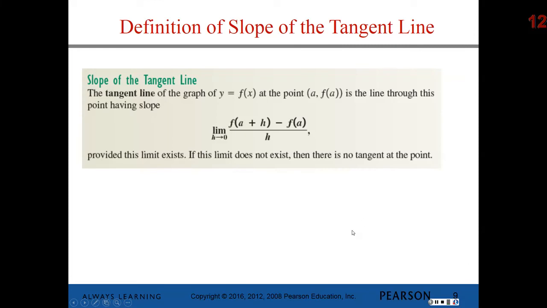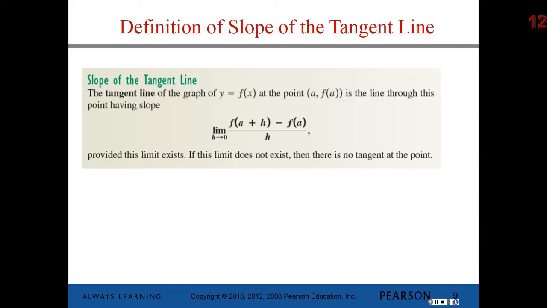So the tangent line of the graph of y equals f of x at the point A, f of A, is the line through that point having the slope of f of A plus h minus f of A, divided by h, and take the limit as h approaches 0. If that limit exists, it may or may not exist. If the limit doesn't exist, then there is no tangent at that point.